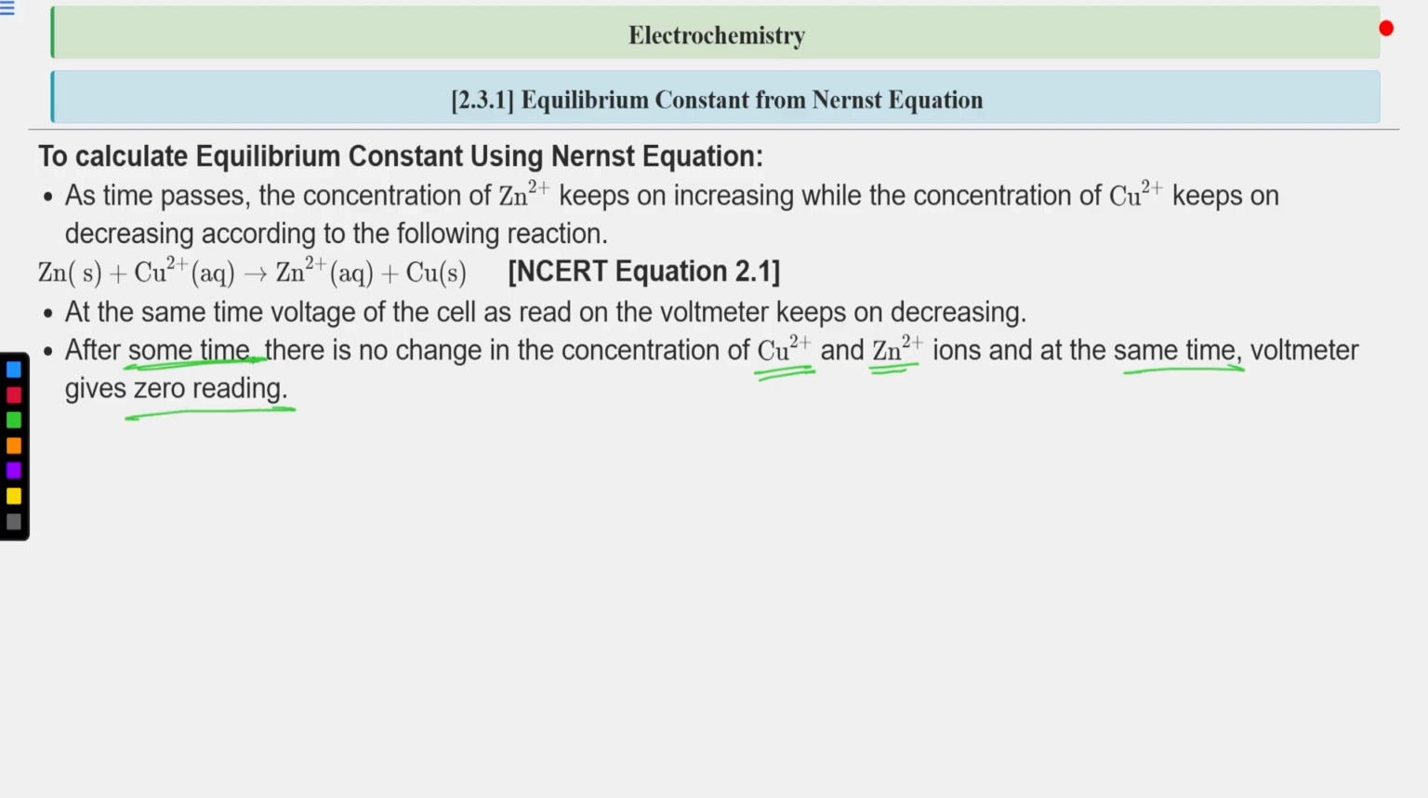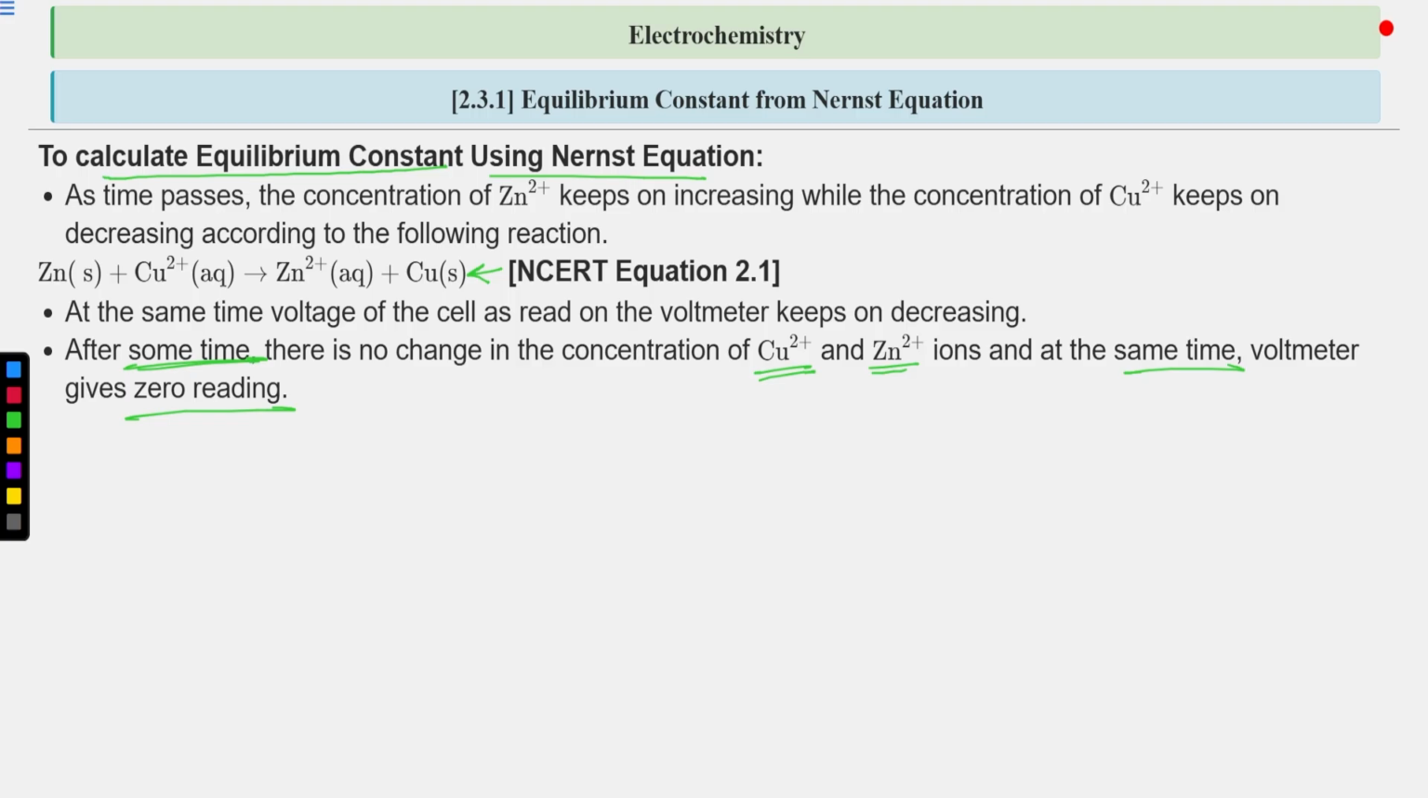Okay, so we are studying right now how you can calculate the equilibrium constant using the Nernst equation. I am defining a process: in the Daniell cell, if the circuit is closed, as time passes, the concentration of zinc 2 plus ion will increase and copper 2 plus ion will decrease as per the given reaction happening in our Daniell cell. And at the same time, the voltage in the voltmeter keeps on decreasing. But after some time, what will happen?